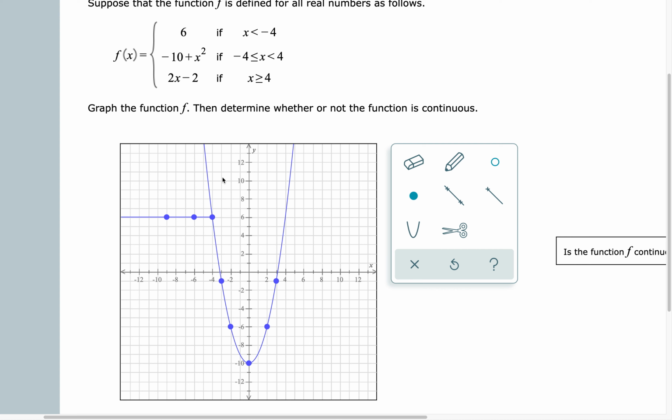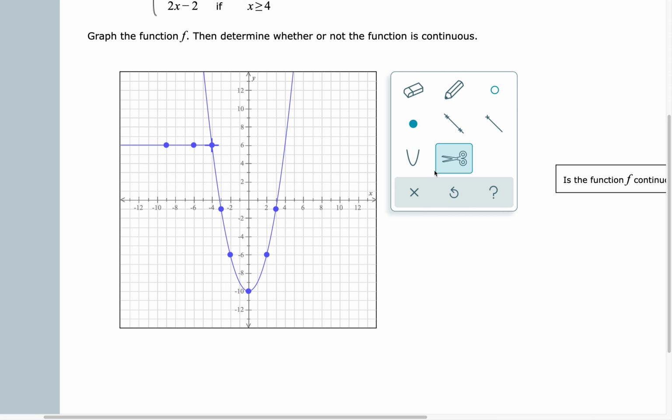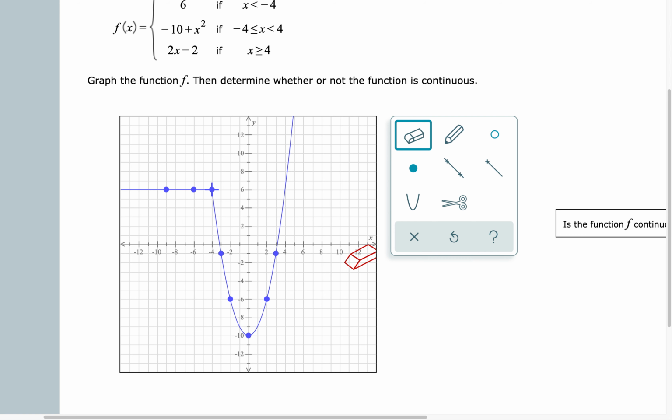Now, I'm not going to have this run continuously. So in terms of cutting, okay, I'm going to cut out at -4, 6. And then just cutting. And you'll use the eraser here. So I'm going to erase this top layer. And then we'll do likewise at 4, 6.